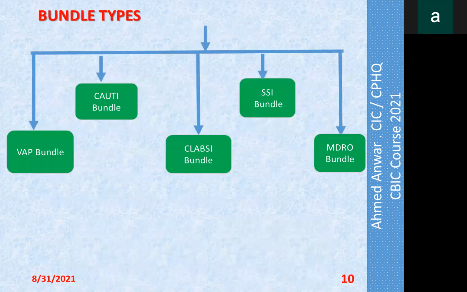These are the types of bundle. We have the VAP bundle, CAUTI bundle, CLABSI bundle, SSI bundle, and MDRO bundle, multi-drug resistant organisms bundle, to prevent multi-resistant organisms transmission. The definitions of healthcare acquired infections, the case definition for each one, and the components of the bundle, we will discuss later, inshallah.